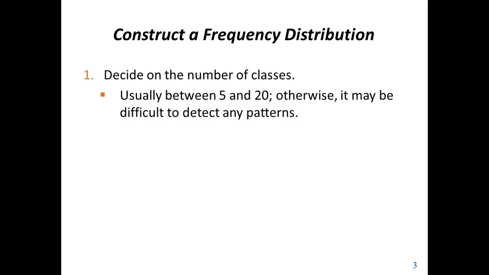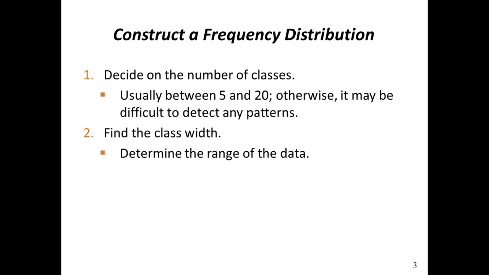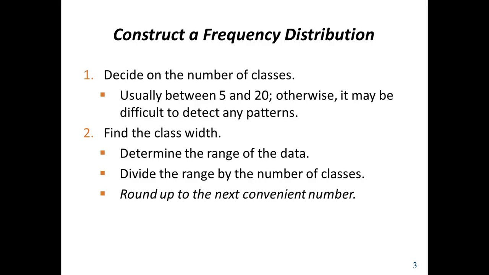Now, usually I will give you the number of classes. So the first step that we have to do is to figure out the class width. So we find the minimum and the maximum value, and then we calculate the difference. So basically we have to calculate the range, and then we divide by the number of classes. The number of classes will be given in any problem, or I will give you the first class. Then you have to round up to the next convenient number.